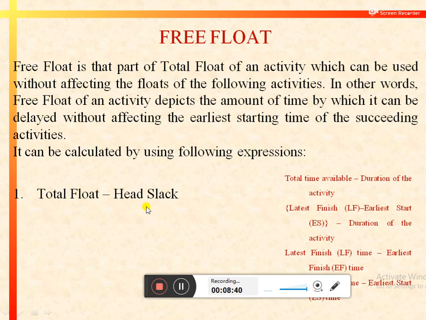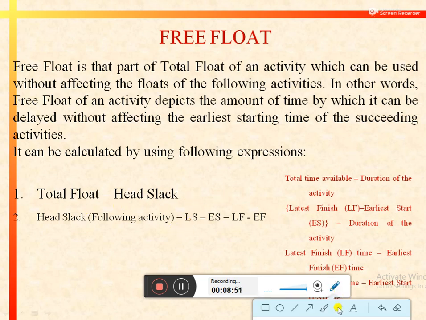It can be calculated by using the following expression, that is total float minus head slack. Head basically denotes the head event of the given activity, and head slack can be calculated for the following activity by using these expressions. Either we can use the difference of latest start and earliest start, or we can use the difference of latest finish and earliest finish.